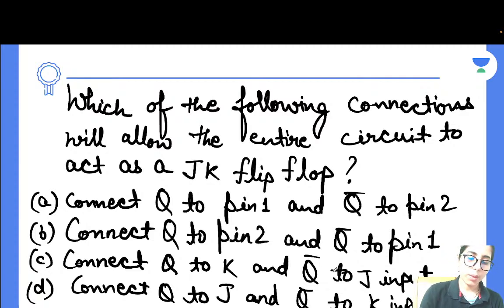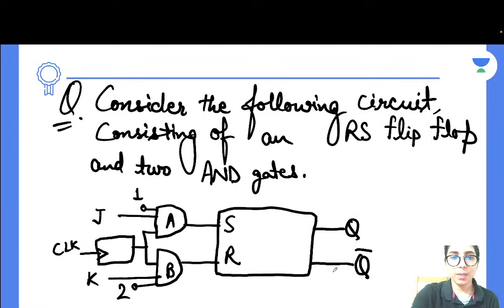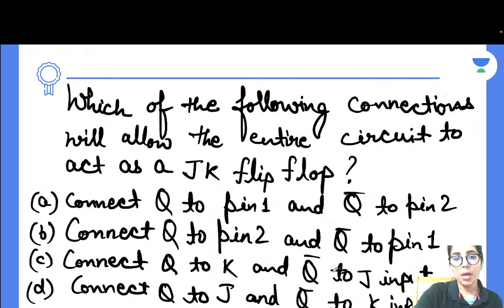Okay, guys, let me quickly tell you what you have to do in this case. Like in the previous question, I explained how the circuit is different for the JK and the RS flip-flop. The same thing you have to consider here. You're just going to connect the Q bar to 1 and the Q to 2. That's option B, which is saying the same thing. Hence, option B will be the correct option in this case.